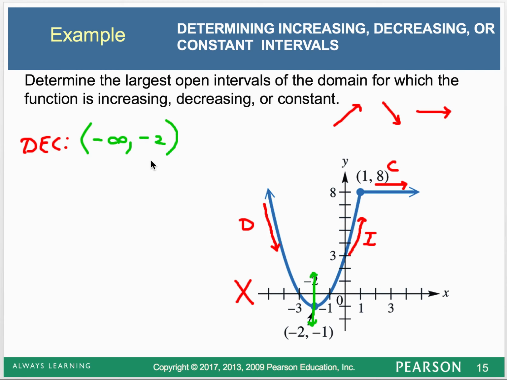When we're doing increasing and decreasing and constant, everything gets a parenthesis. Because I can't include negative 2 and say, hey, it's decreasing at negative 2. Well, it's also increasing at negative 2. That's where it changes. It changes from decreasing to increasing. So I don't include that point in either piece. I just say until negative 2. And then at negative 2, it's neither increasing or decreasing. It's changing, right?